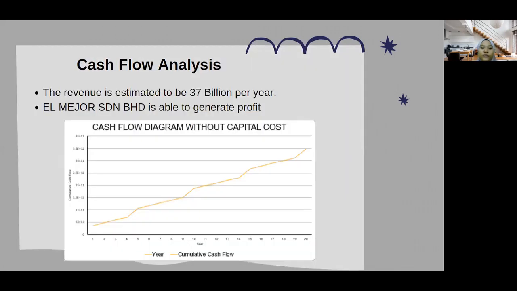Next, we will move to the cash flow analysis. The revenue is estimated to be 37 billion per year, where it has a production rate of anhydrous acetic acid of 1 million ton per year. Our company is able to generate profit for 20 years of operating based on our calculation. Based on the task given to us, we successfully produce 1 million ton per year of anhydrous acetic acid and have a positive revenue.